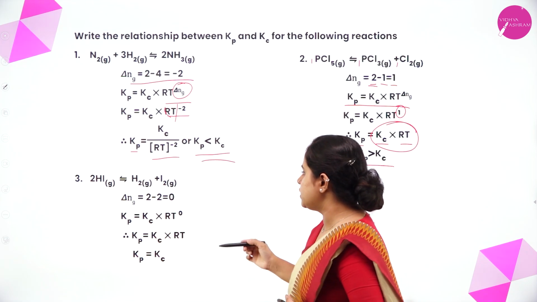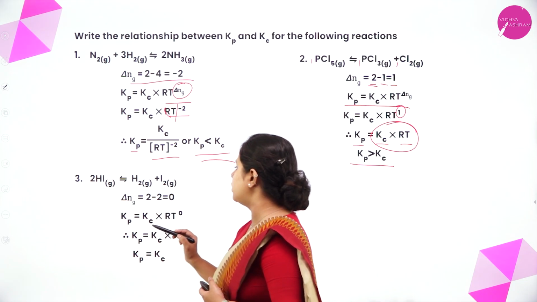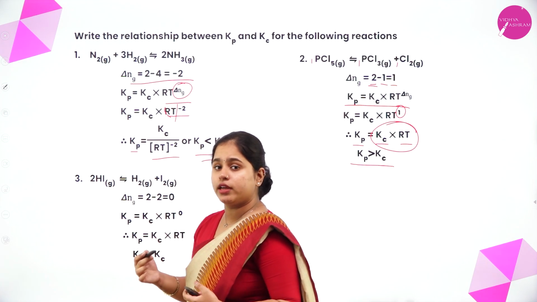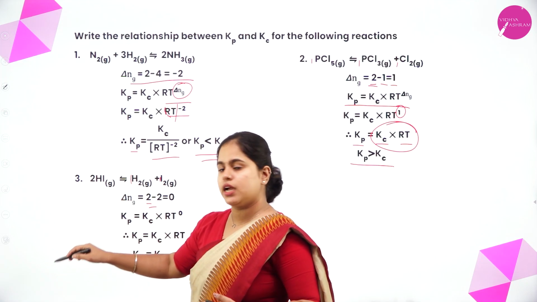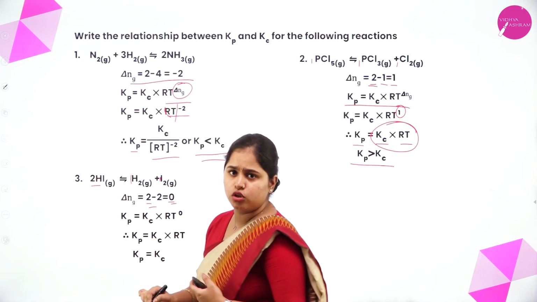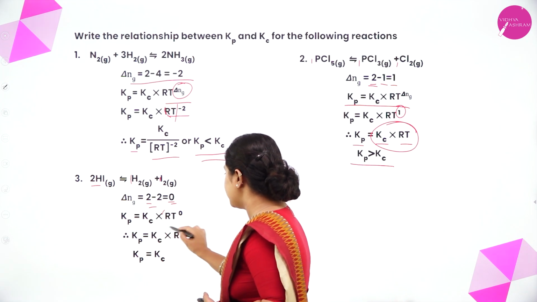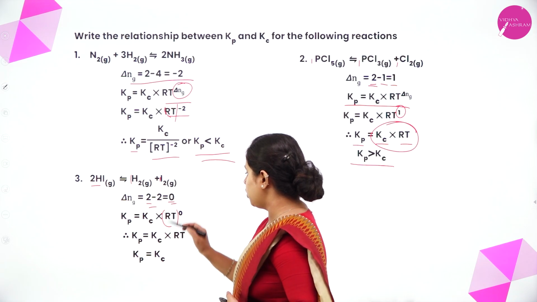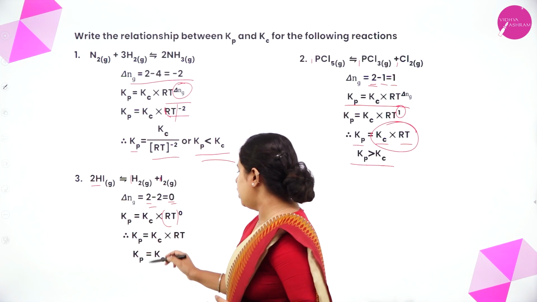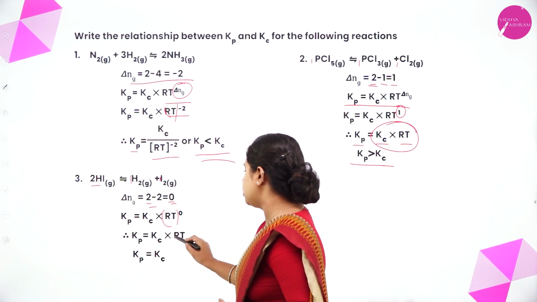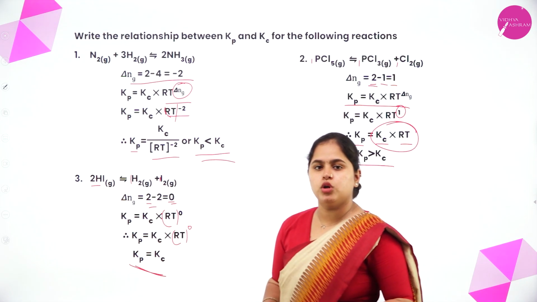Now the third condition we can see, 2HI giving H2 plus I2. Okay, it's a balanced chemical equation. Again, let's calculate delta Ng. Here number of moles of products, it is 1 and 1, right? So that is 2. Now number of moles of reactants, it is just 2. So 2 minus 2 will be equal to 0. So again we are going to consider the equation Kp is equal to Kc into RT raised to delta Ng. Now what is delta Ng? It is 0. Anything raised to 0 will be 1, right? So this term will become 1. So what happens? Kp will be equal to Kc into RT raised to 0. So that is equal to 1 and it becomes Kp will be equal to Kc.